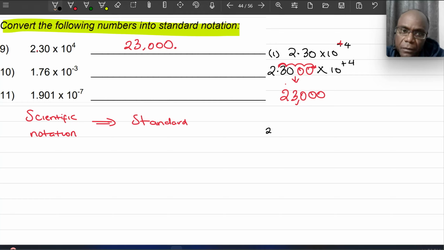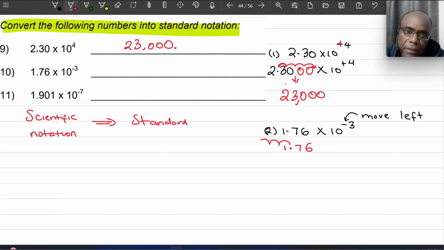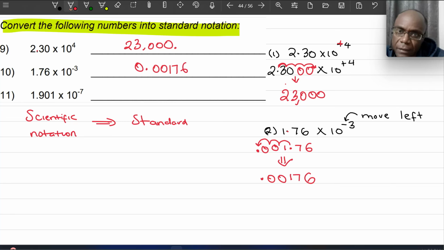Okay, number 2, we have 1.76 times 10 to the power minus 3. This negative here is telling me from scientific notation I need to move the decimal to the left. 3 steps. So let me write the number again here, and then we're going to move it once, twice, 3 times. The decimal will end up here. I include 0 here in this vacuum. The number here, when written well, is 0.00176. So the answer here is 0.00176.